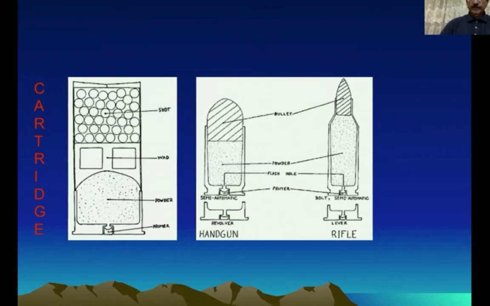Whereas for rifled cartridge on the right, there is a bullet. Instead of pellets, there is a bullet. The shape may be different. It may be rounded tip or conical tip, and wad is not here. So only there is a base having a primer, and in front of primer there is a gunpowder, and then the bullet which is going to exit. So these are the main differences between the smoothbore cartridge and the rifled cartridge.